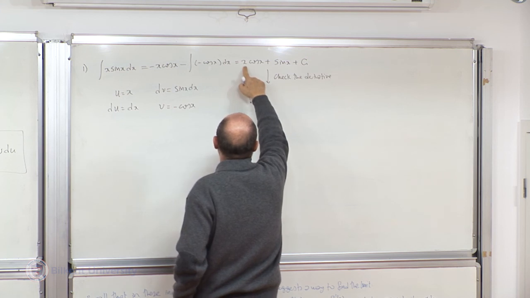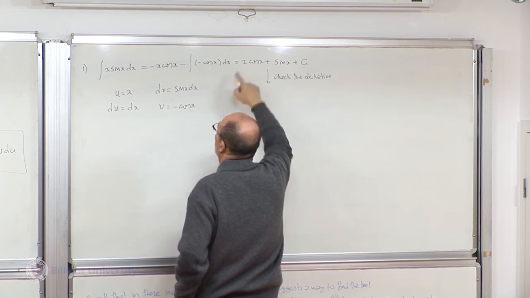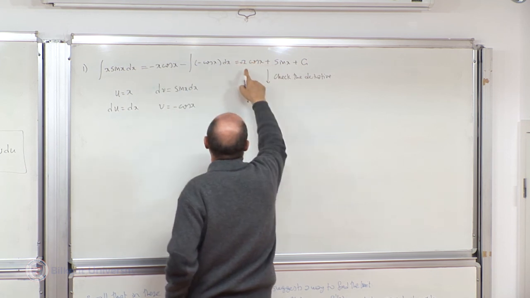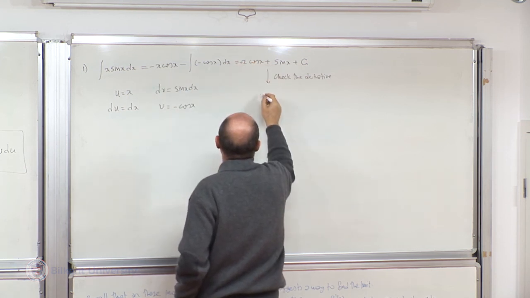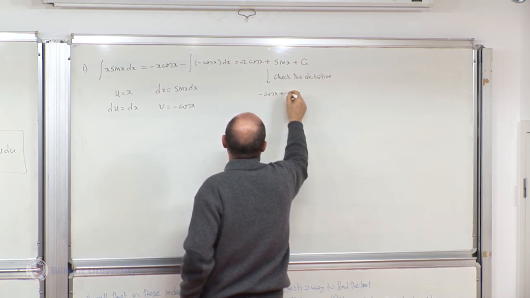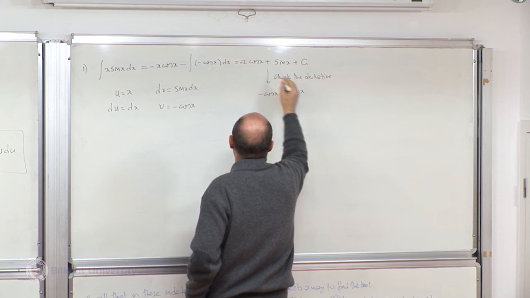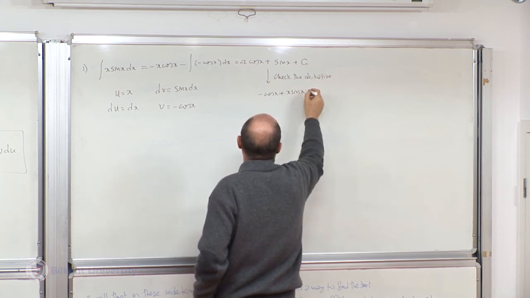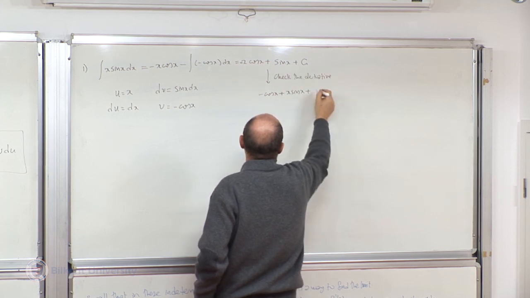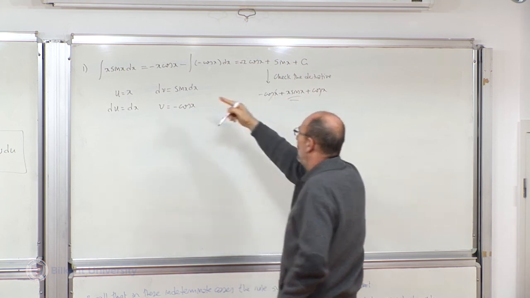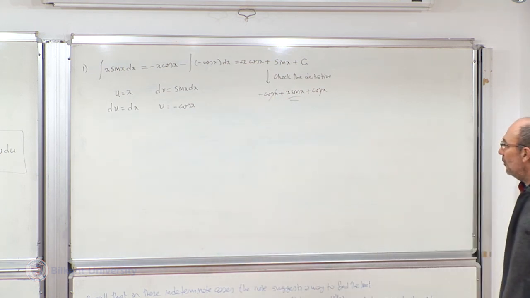Derivative of this, I have minus here, right? This minus. If I take the derivative of this, this is minus cosine x plus x sine x, because the derivative of cosine is minus sine, which kills this, and plus the derivative of sine x is cosine x. They cancel, and I have my function. Okay?